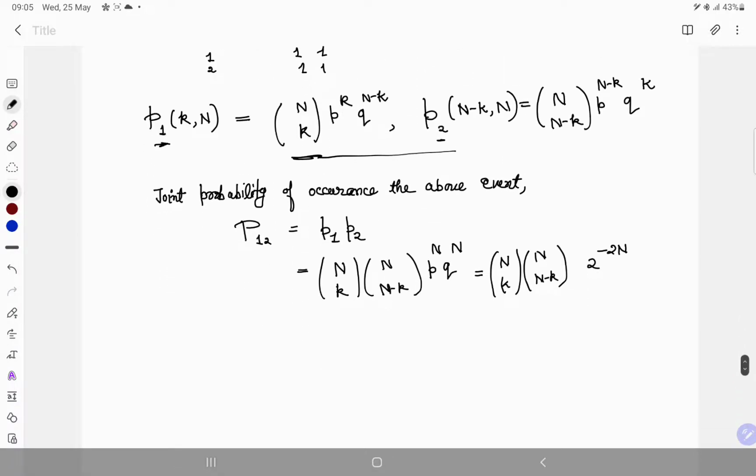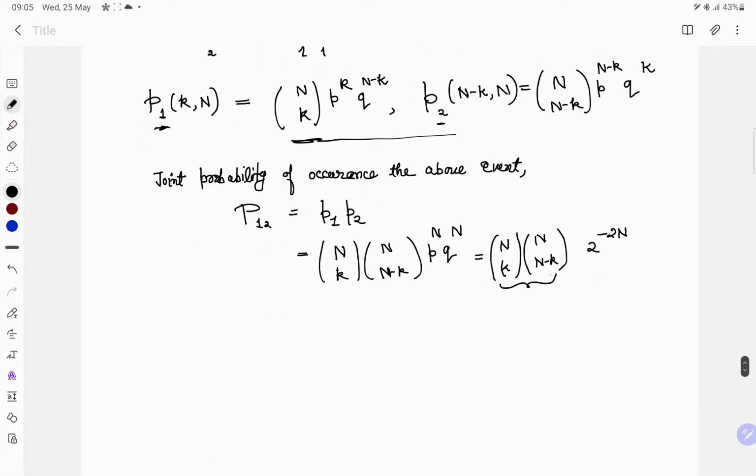Now let's simplify this product. We shall use the identity that 2nCk is actually given by the product, not nC, 2nCk. So just first expand this term. One more thing is that this is for one k, but there can be many possible combinations, many ways, so different k's will be there.